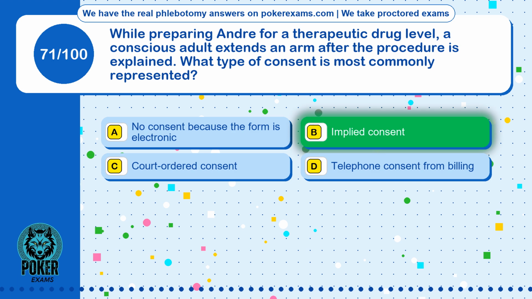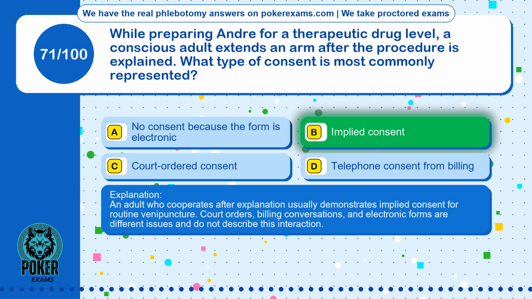The correct answer is option B. Implied consent. An adult who cooperates after explanation usually demonstrates implied consent for routine venipuncture. Court orders, billing conversations, and electronic forms are different issues and do not describe this interaction.